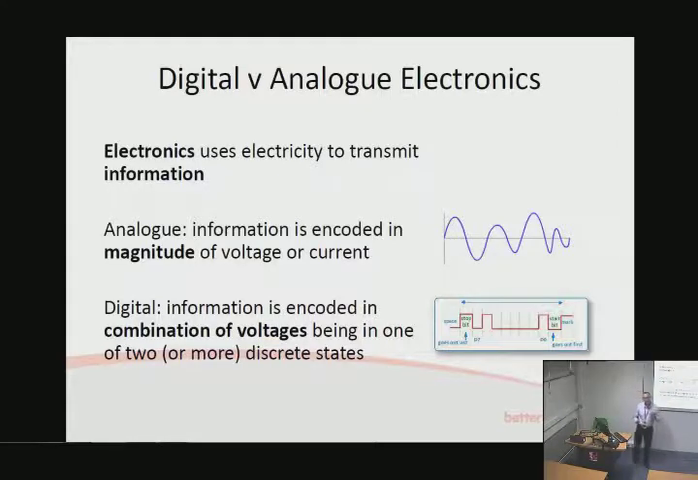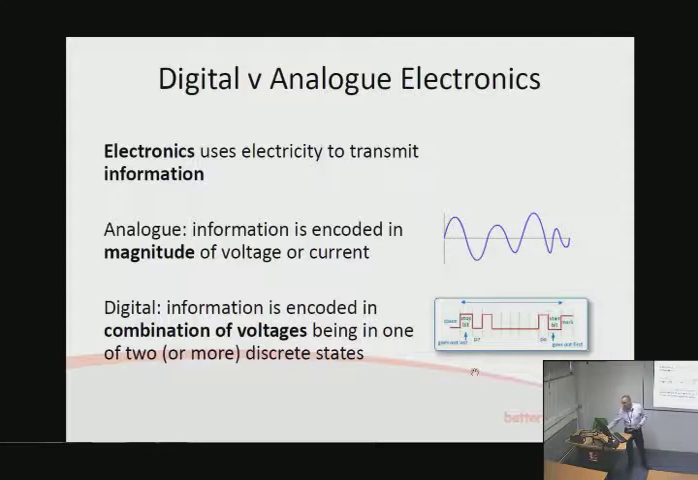Essentially it's the way that we transmit information, whether between circuits or actually within circuits as well. In analog electronics, the information is proportional to the magnitude of a continuously variable voltage or current. In other words, the number of electrons flowing through that circuit represents the information. Digital information is obviously about a combination of different voltages.